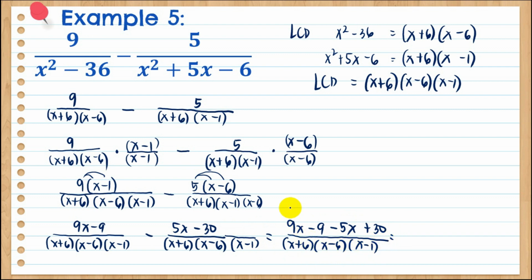Okay? Now, let's add the like terms, 9x and negative 5x. So, 9 minus 5, that is 4x. And then, negative 9 and 30, or 30 minus 9, that is positive 21. All over our common denominator, x plus 6, x minus 6, and x minus 1. So, meron po ba tayong pwede ma-factor kay 4 and kay 21? Wala na po. And this will be our final answer for our example number 5.